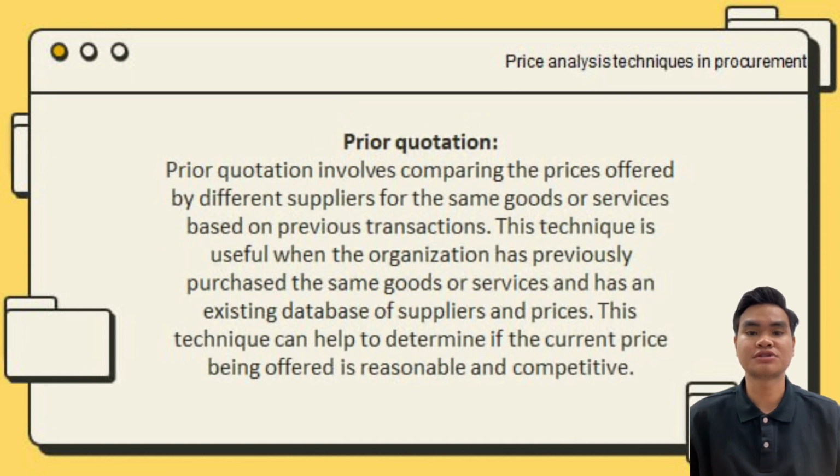Second is prior quotation. Prior quotation involves comparing the price offered by different suppliers for the same goods or service based on previous transactions. This technique is useful when the organization has previously purchased the same goods or service and has an existing database of suppliers and prices. This technique can help to determine if the current price being offered is reasonable and competitive.